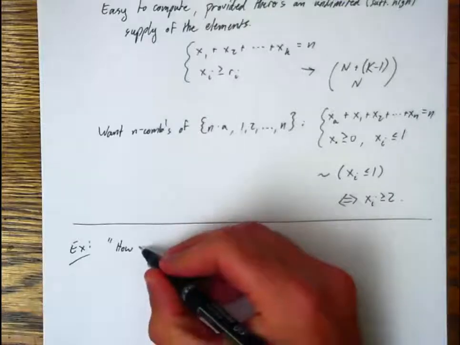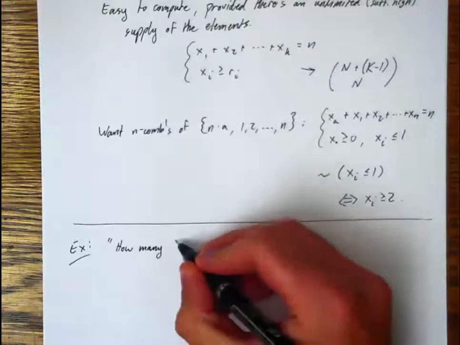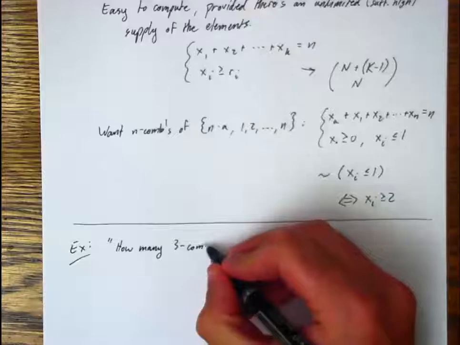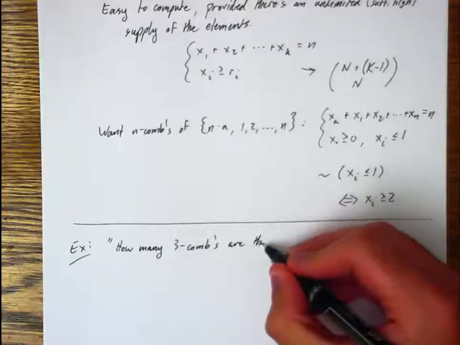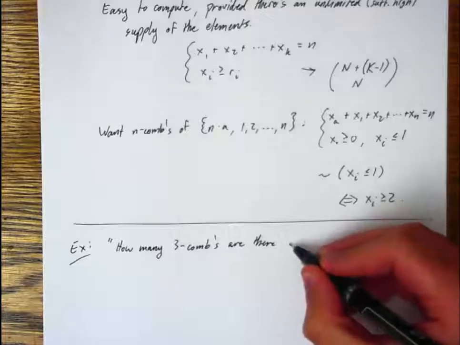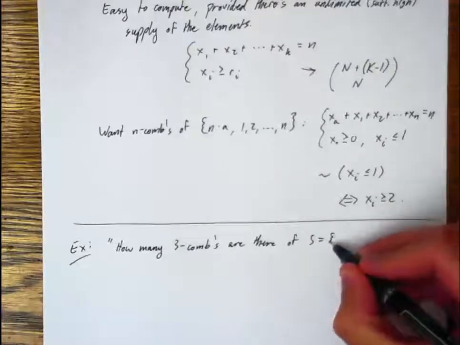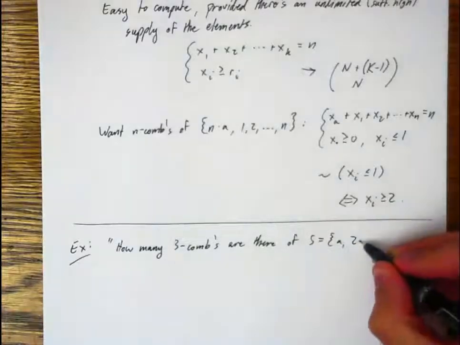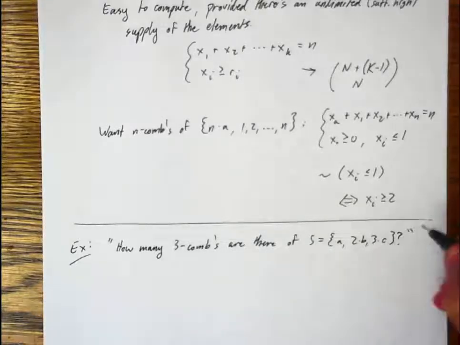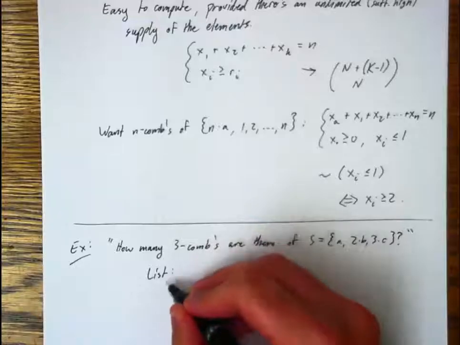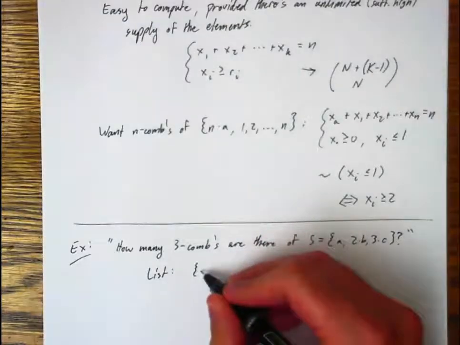And not to mention, it might be a good idea to have a complete list of a particular example so we know we're actually on the right track. So how many 3 combinations are there of the multiset S, which is comprised of 1 A, 2 B's, and 3 C's? We can actually list out exactly what they are, and this isn't too hard to do.